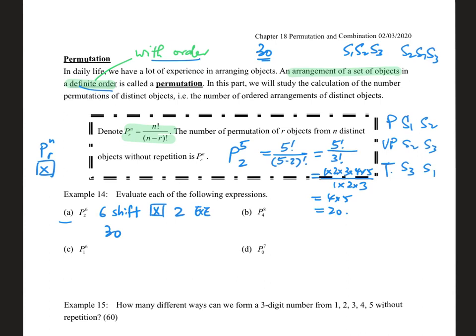Okay, so please check your answer. Part B will be 1680, C will be 6, and D will be 1.